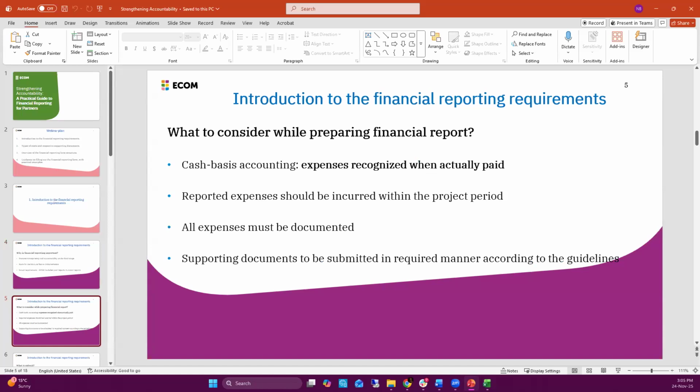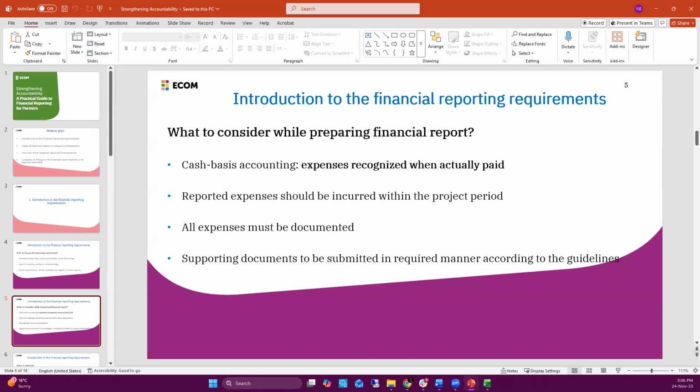Okay, what do you need to consider while preparing the financial report? Let's look at several key principles that you must follow. First of all, this is cash basis accounting, which means that expenses are reported only when the money actually leaves your bank account. So when you actually pay. Not when an invoice is issued or received by you, or when the goods or services are just received, but only when you pay for them. Those payments must be fully completed within the reporting period.